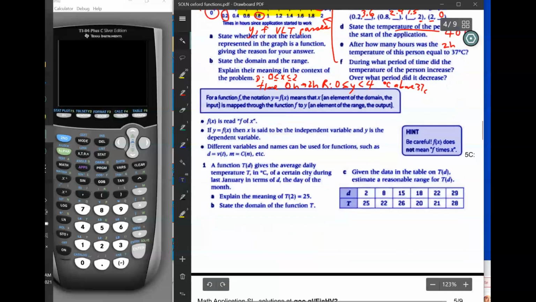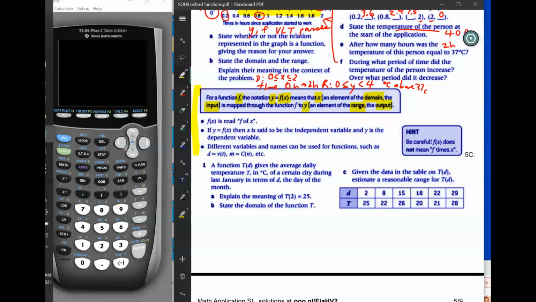Okay. So now we're on this blurb here. It says, for a function f, the notation y equals f of x means that x, an element of the domain, the input, is mapped through the function f to y, an element of the range, the output. And we talked about all these keywords during the investigation. We talked about how f is both a process, which changes an x to a y, and also is equivalent to a representation of y. We talked about how x is an element of the domain, also referred to as the input, and how y is an element of the range, also called the output.